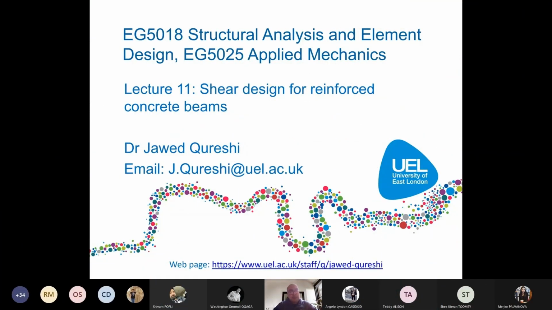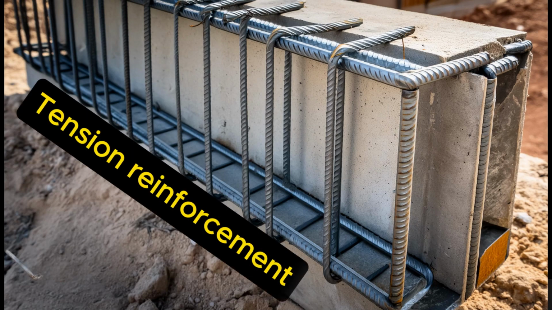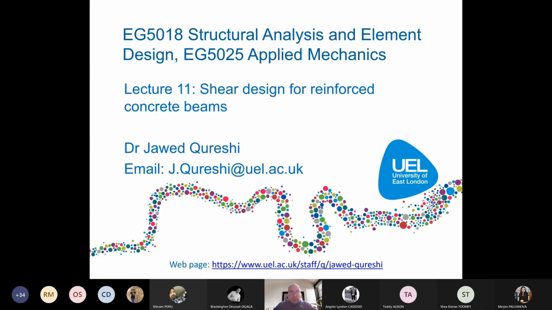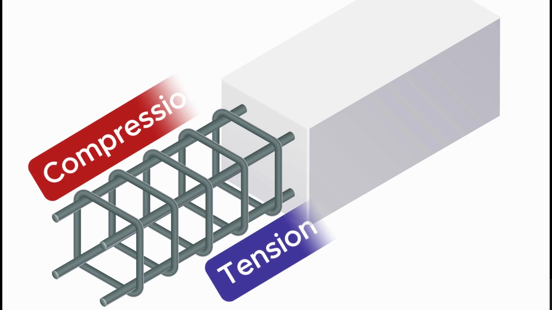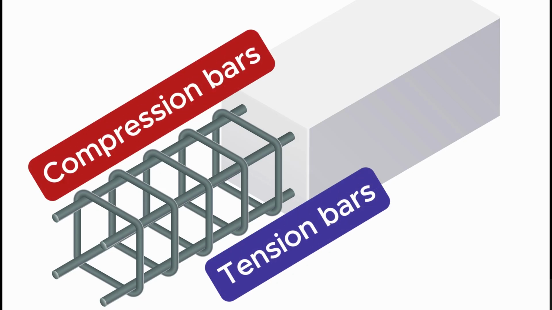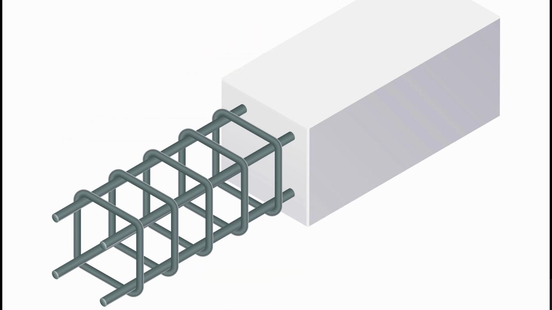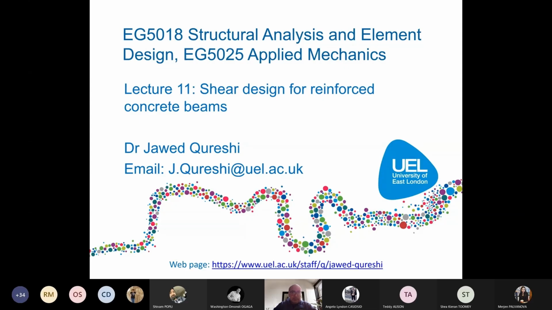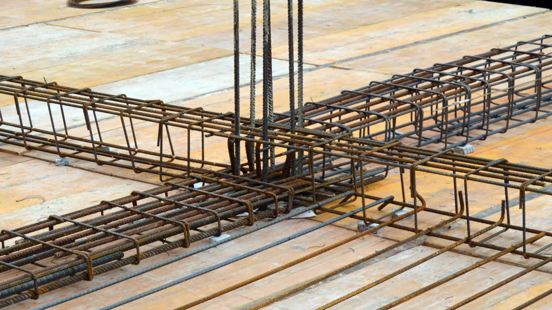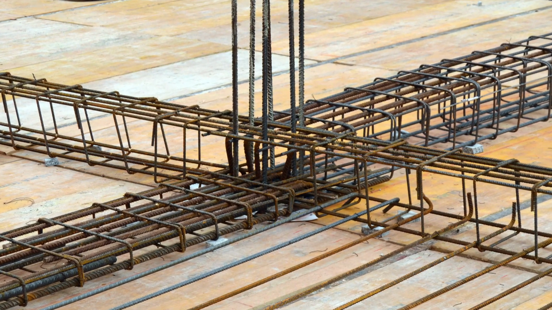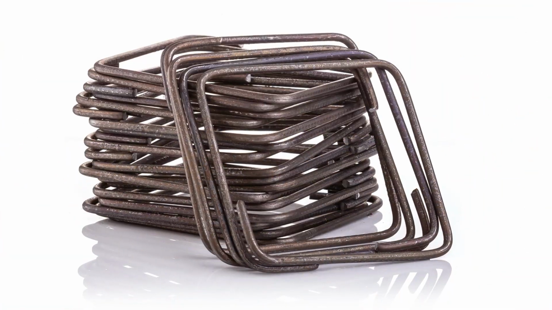So today's lecture is in continuation of reinforced concrete design. Firstly, we studied singly reinforced concrete beams and we designed tension reinforcement or bottom bars. And then we went ahead and designed doubly reinforced concrete beams. And now today's lecture is about shear design for reinforced concrete beams. Shear design is something where you see these links or stirrups. These are termed as shear design.